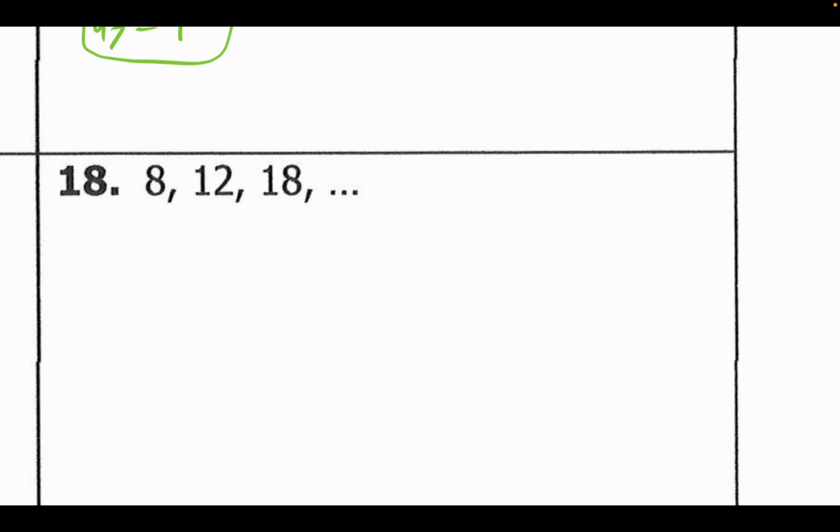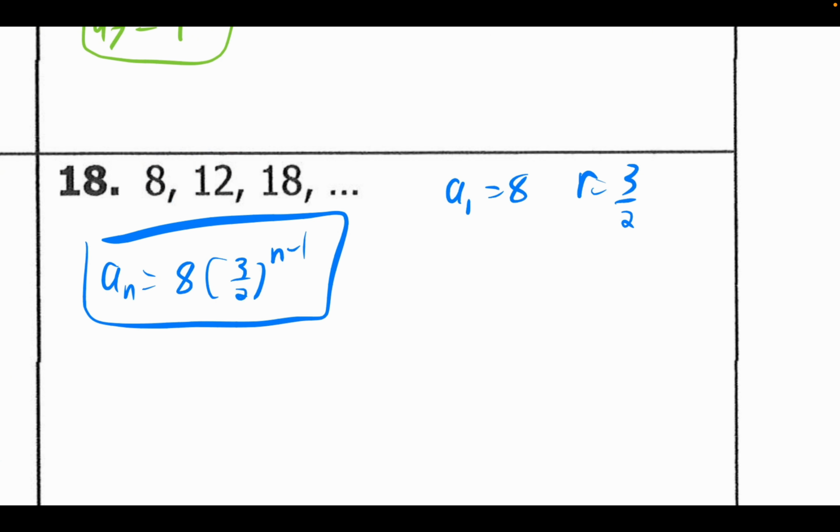Number 18 here, if we take 12 divided by 8 or 18 divided by 12, we end up finding that the ratio here is 3/2 or 1.5, but the first term here is 8. And so we have a sub n is equal to 8 times the quantity of 3/2 to the power of n minus 1 for our rule. And then making it that n is 7 to find the seventh term. And then completing the math, we end up getting the seventh term to be 91.125.